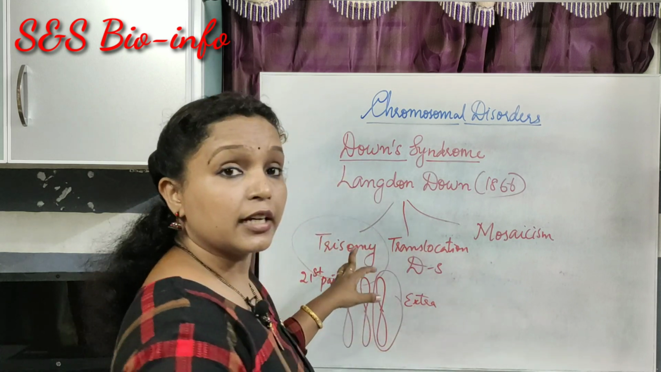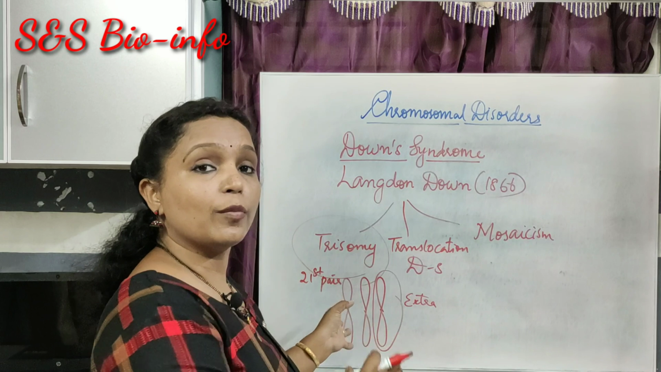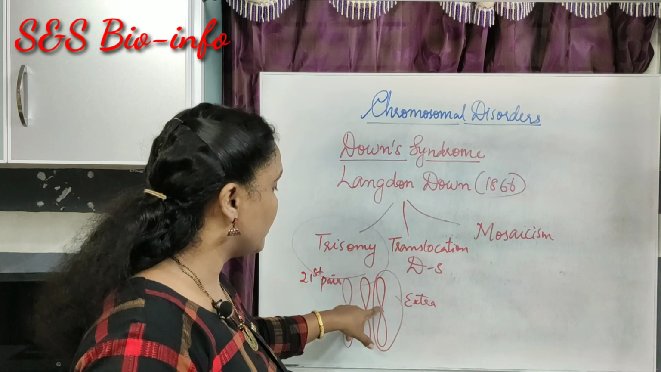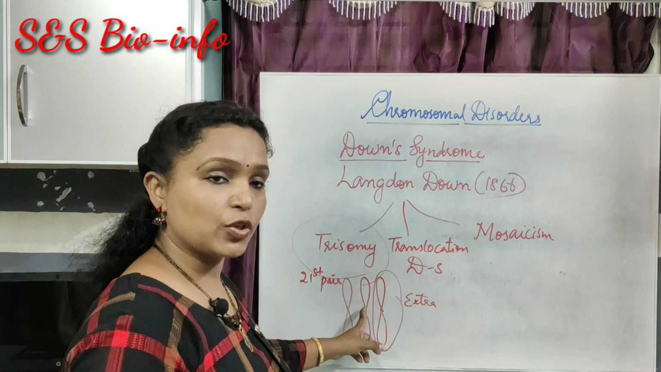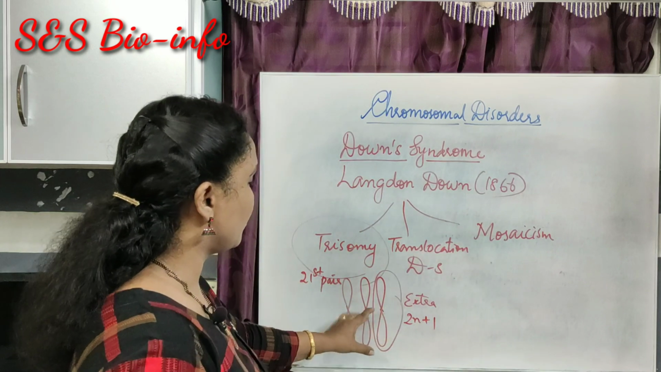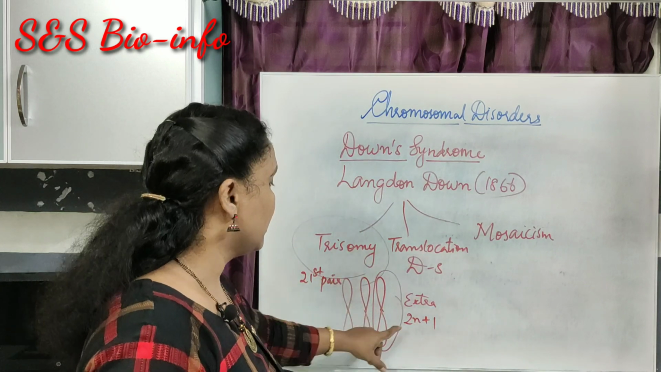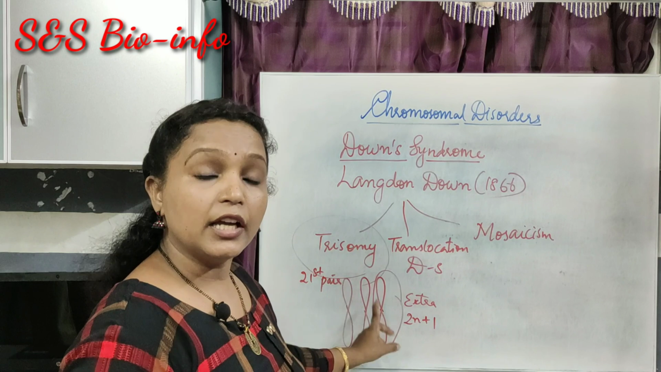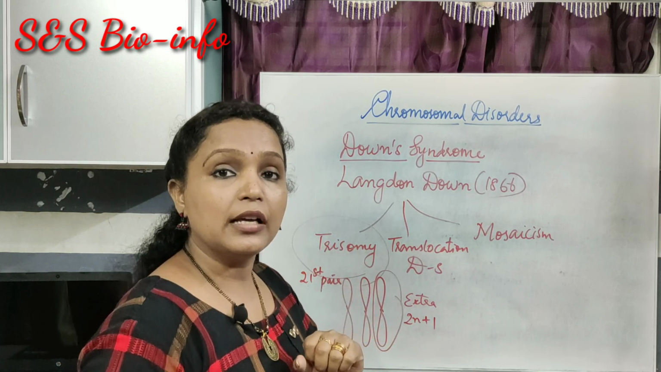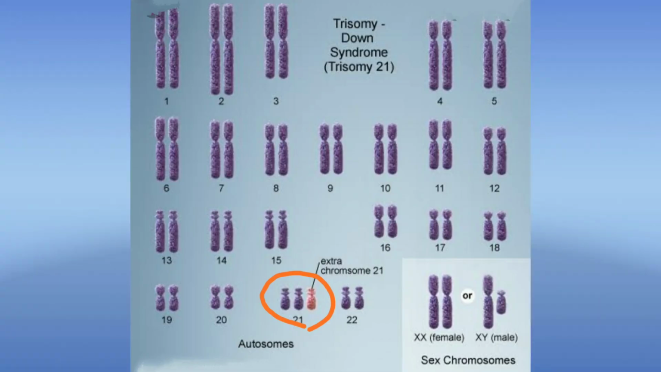Okay, this kind of arrangement of chromosomes occurs only in the particular chromosome pair. An extra copy is added. This is called trisomy. Here 2n plus 1. A pair of chromosomes, that is the actual pair, 21st pair, and 1 is added. It is because of the failure of segregation of chromatids during cell division. Now you can observe the image of human chromosomes that shows trisomy of the 21st chromosome.